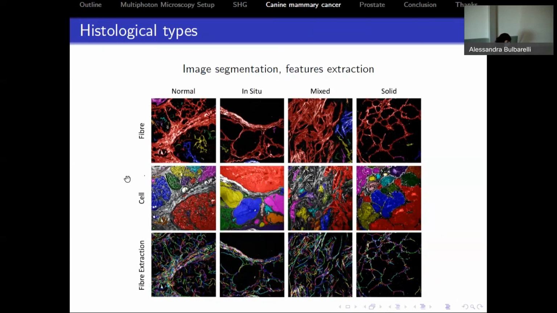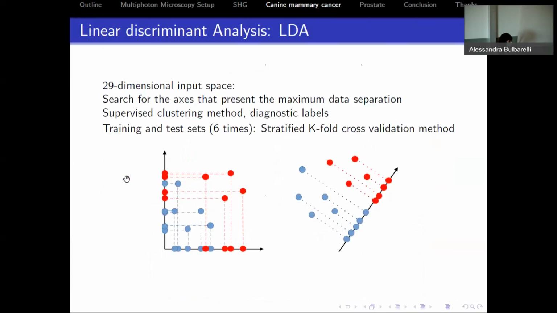And so discussing with the pathologist, we came up with 29 parameters, which they think are the important ones to classify the cancer when they are looking at the biopsy. And that includes the cell density, area covered by cells, area covered by collagen.